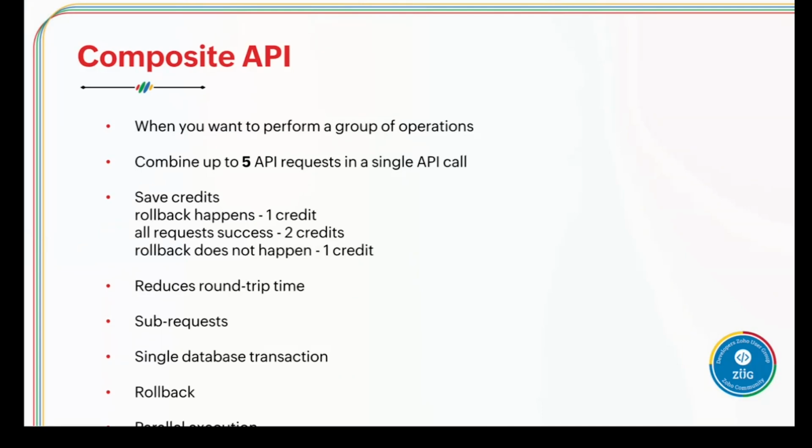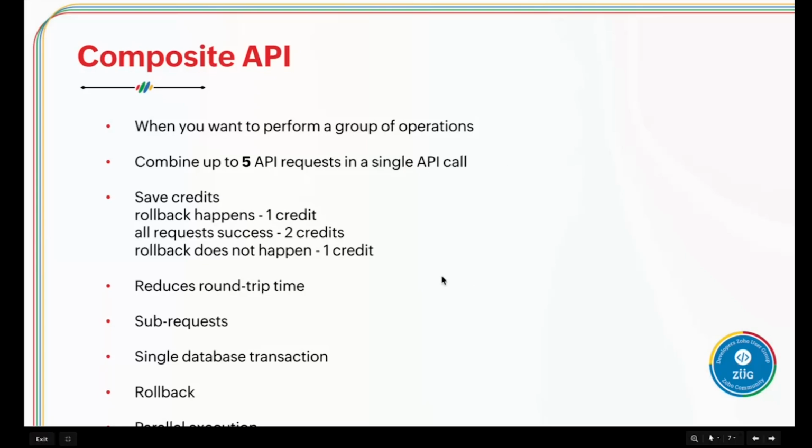Also, when you want to save up on credits, because you can combine 5 API requests, you can easily save up on the credits. For example, when you want to convert a lead and you make a single separate API call to convert a lead, it will consume 5 API credits. Whereas if you use the Composite API to create a lead as well as convert the lead in the same Composite API call, it will consume only about 2 credits.